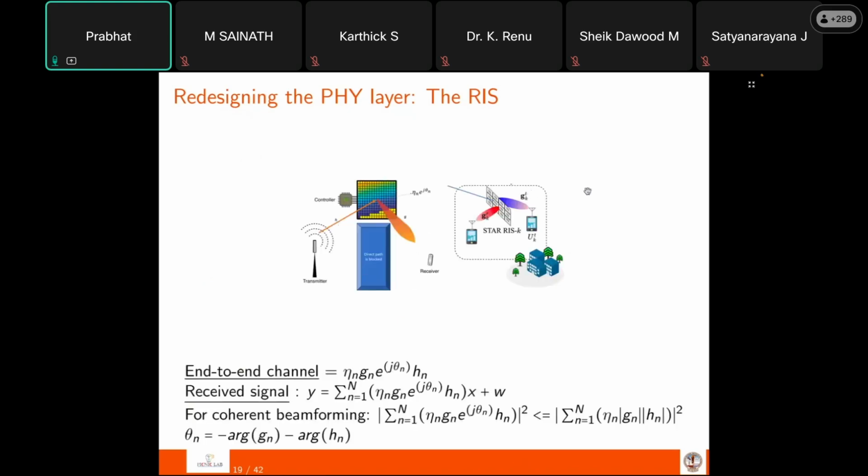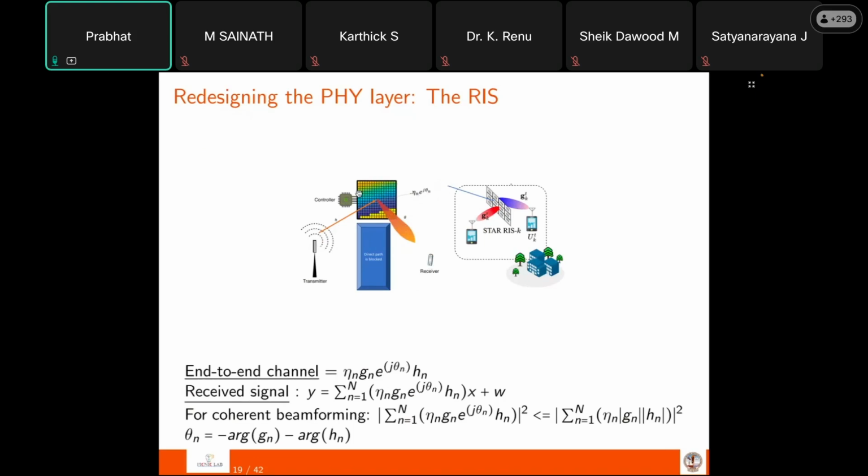To understand the basic math of this RIS, suppose this is the RIS and there is a control through which you are controlling the RIS, with a particular pattern of these elements: on, off, or maybe multiple levels. You can focus the beam to a receiver where the transmitter and receiver do not have a direct path, as it is blocked. Each element provides a reflectivity constant, eta n, for the nth element, and the phase is changed by theta n.